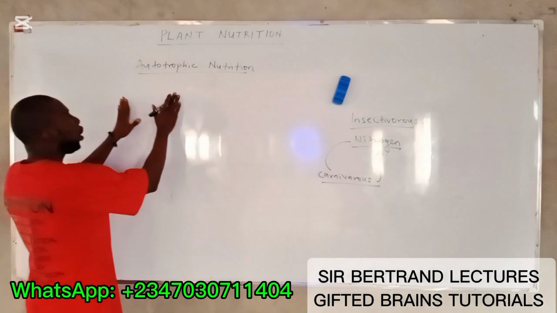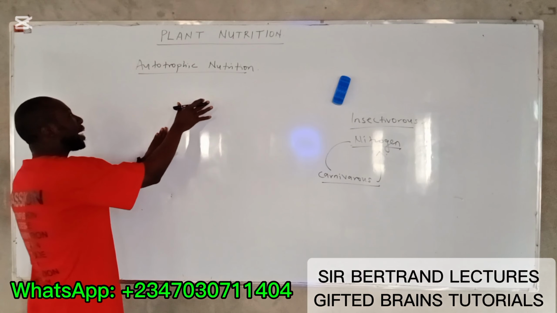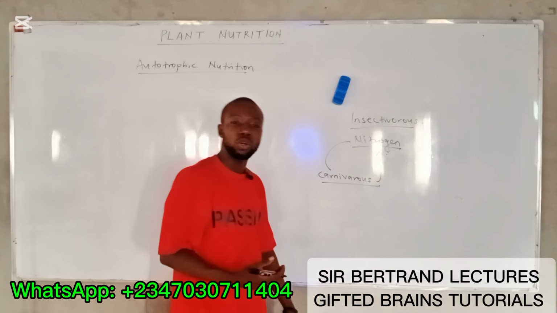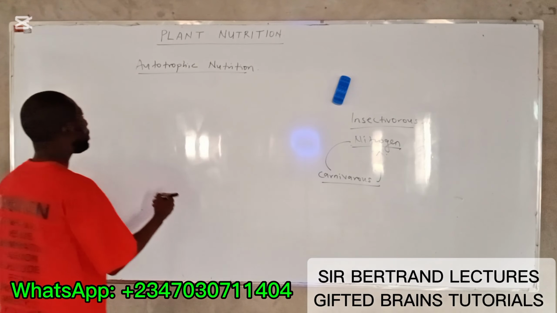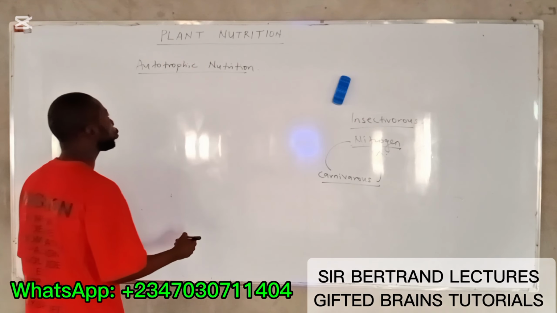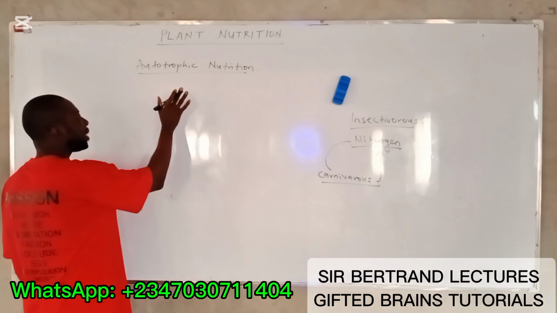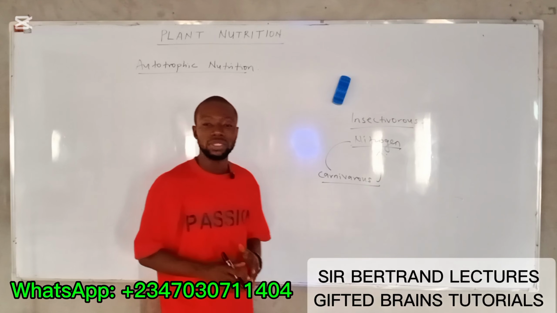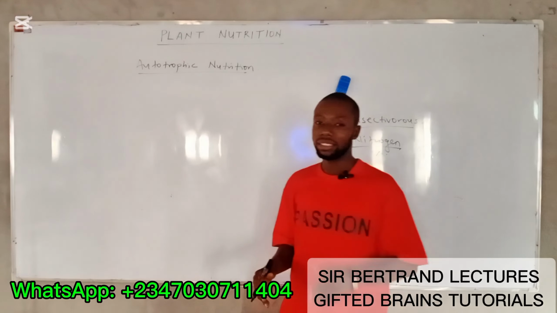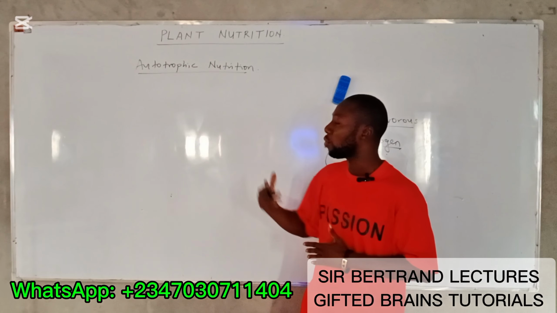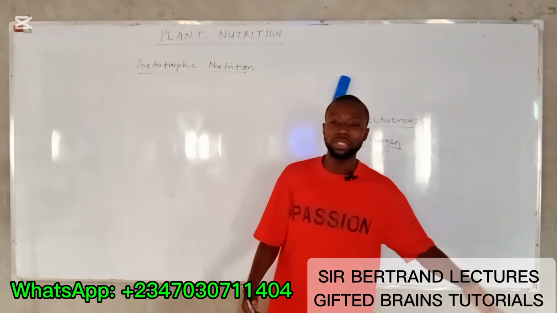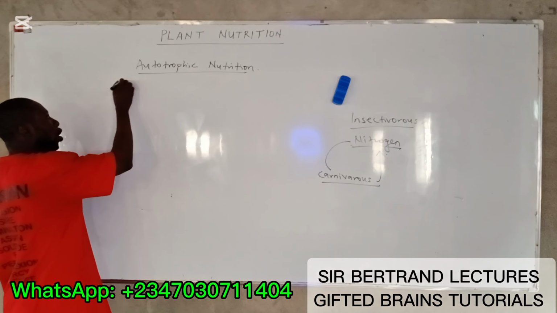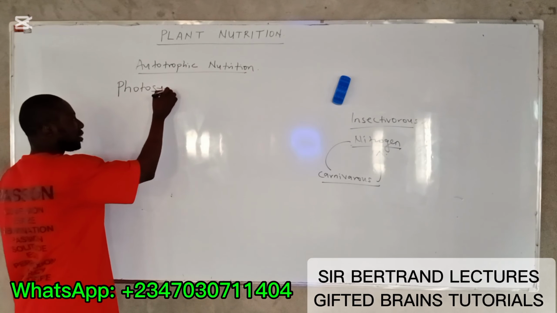Now, here in autotrophic nutrition, as I told you, you cannot separate autotrophic nutrition from plant nutrition, because most plants undergo autotrophic nutrition. And the type of autotrophic nutrition we are going to discuss today is photosynthesis. Remember in the last class, I made mention of photosynthesis and chemosynthesis, but today we are only going to focus our attention on photosynthesis.